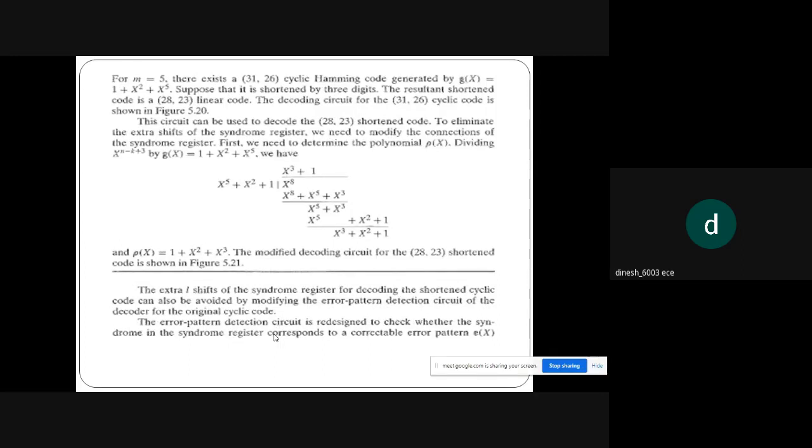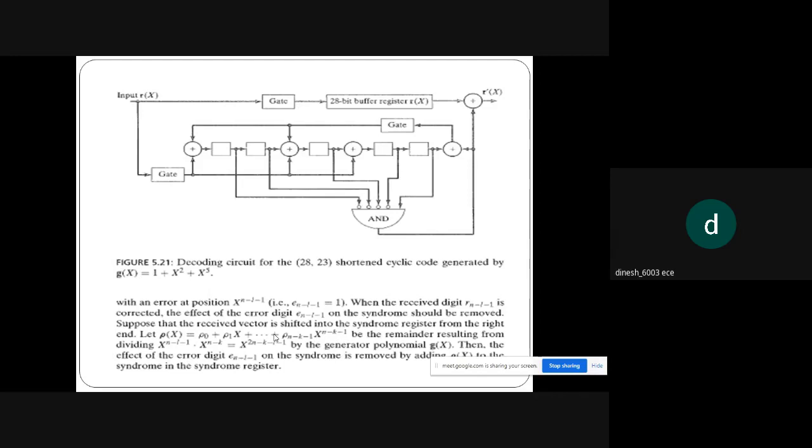Similarly, we can use (28,23) shortened codes also, in order to obtain 5. The q value is equal to 5. You can use that as a linear type. So (28,23) would be a linear type, whereas (31,26) can be used as your cyclic type. The decoding for the (28,23) is this. You'll have five shift registers, 1, 2, 3, 4, 5, since q is equal to 5. You can draw it like this, and we'll be having a 28-bit buffer register.